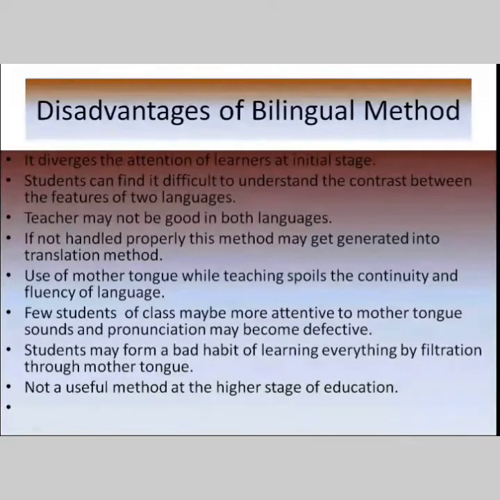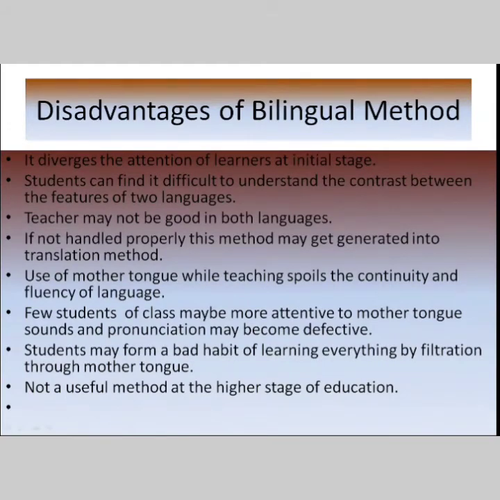Next, disadvantages. Number one, it diverges the attention of the learners at initial stage. It may be possible that if the teacher fails to handle the bilingual method properly, it may degenerate into a translation method and the attention of the learners at the initial stage can be diverged.